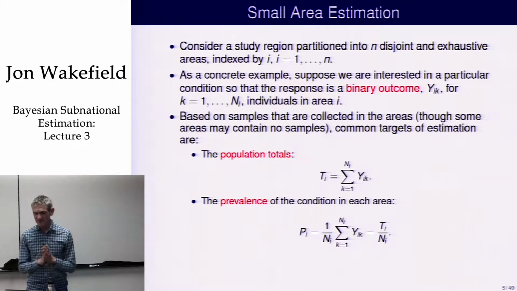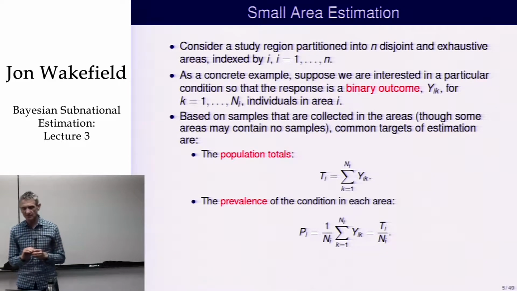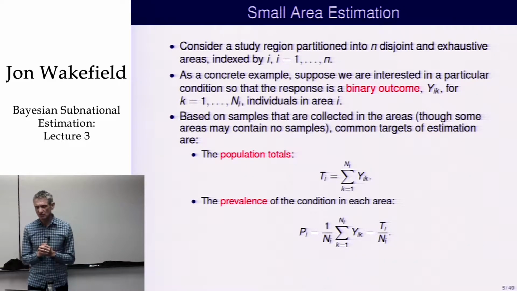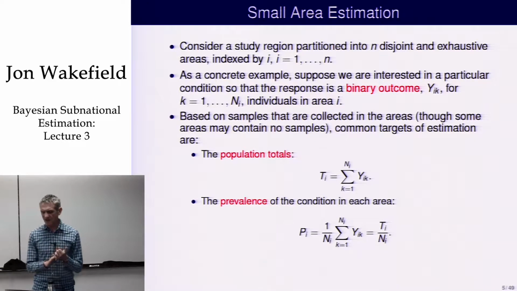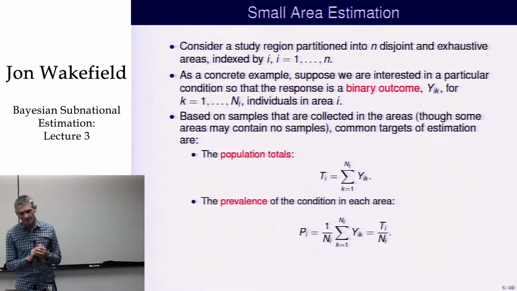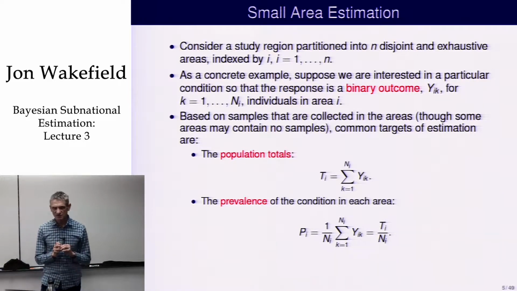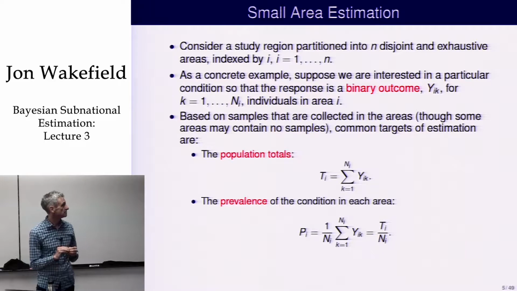So as a concrete example, suppose we're interested in looking at a binary outcome. So I'm going to let y_ik be a Bernoulli variable, or a 0-1 variable, in a model-based framework. And that's indexed by i and k. So i is the area, as I just said. k is people within those areas. And so there are capital N_i people in area i.